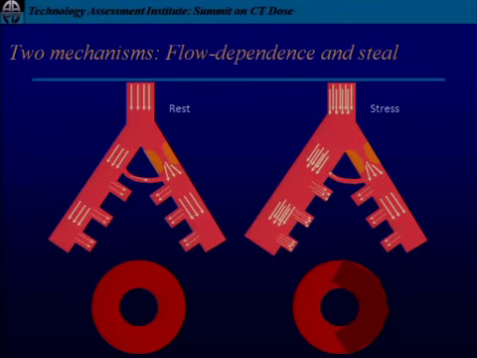So what happens is this vessel would dilate, but this vessel would not dilate, or at least the portion that is stenosed would not dilate, and you would have preferential flow through this side.